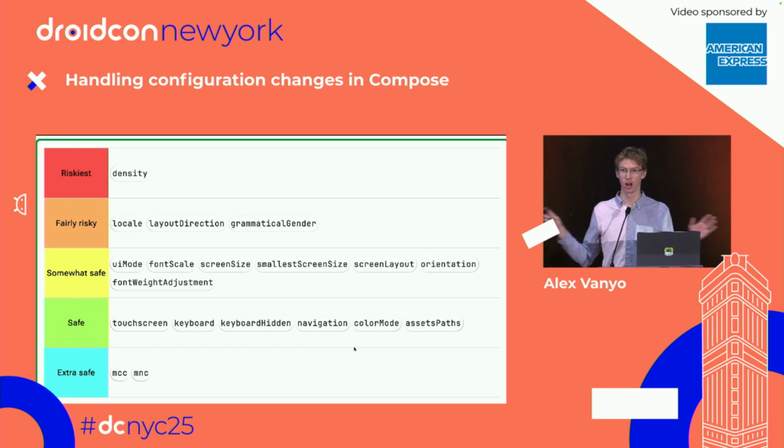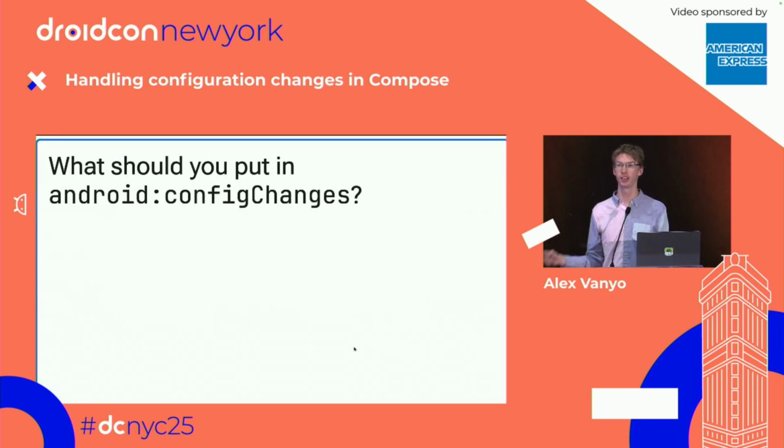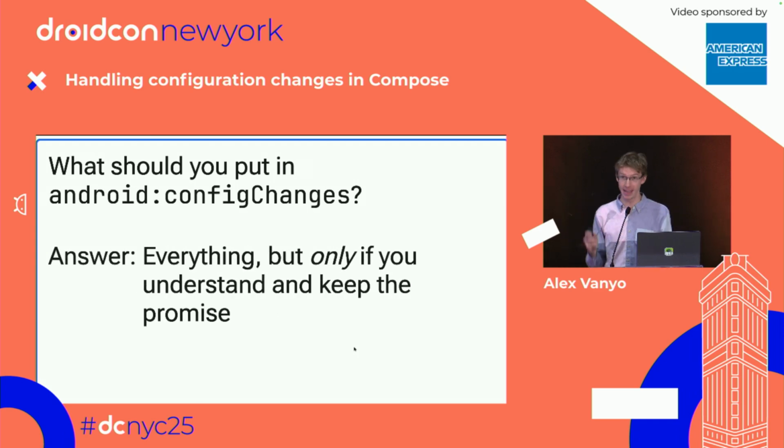Okay, that was all the configuration changes. There's a lot of them. So what should you actually put in your Android config changes? And the answer I'm going to give is ideally everything, but if and only if you are understanding and keeping that promise. It is probably a better experience if you don't have to recreate your entire activity and you can handle it directly, but you have to handle it correctly.